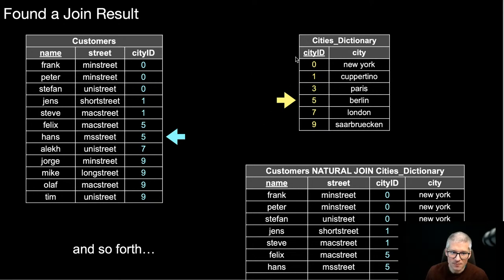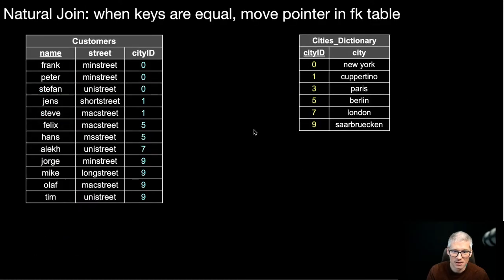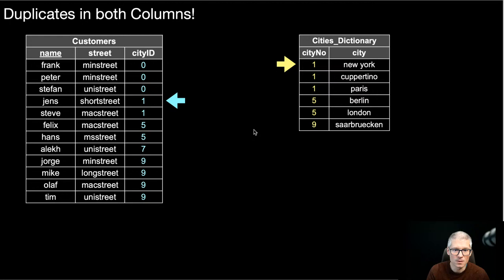But what happens if we have duplicates here and duplicates there? I prepared a slide on that, incidentally. So that's basically a situation like that. So here we don't have a key anymore. We say, okay, we have the city number for whatever reason. Semantically, that doesn't make any sense. But assume here we have duplicates and there we have duplicates. Then this algorithm doesn't work. We need a different technique. But if you think about that for a moment, this situation must not happen in a well-designed schema.